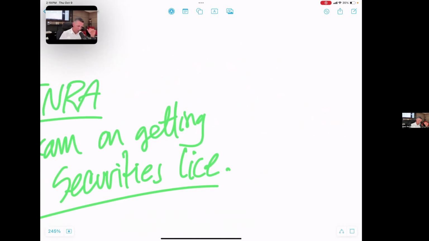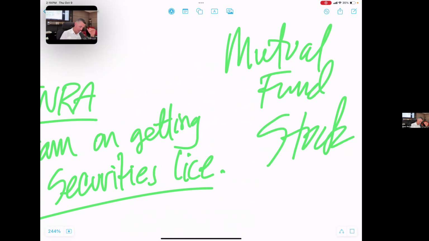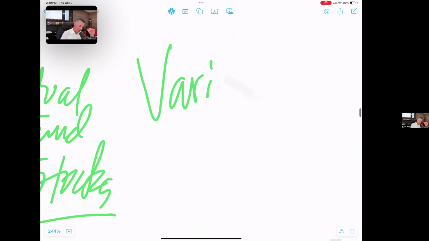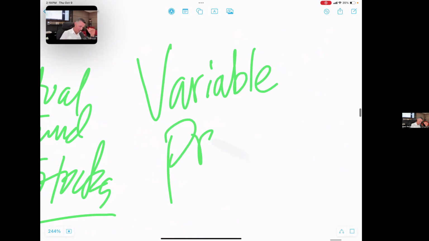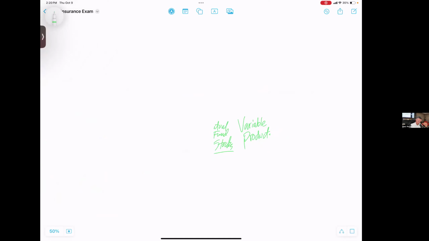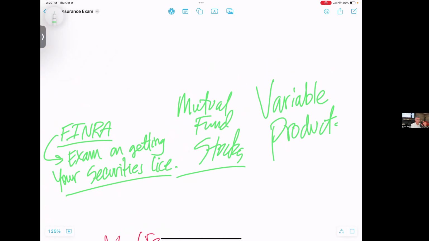Why would you need your securities license? To sell mutual funds, to sell stocks, to sell variable products, like variable annuities, variable universal life. Anything that has the word variable is a variable product, and you need a securities license to sell it. And who regulates the securities business and the securities license that you need? FINRA.